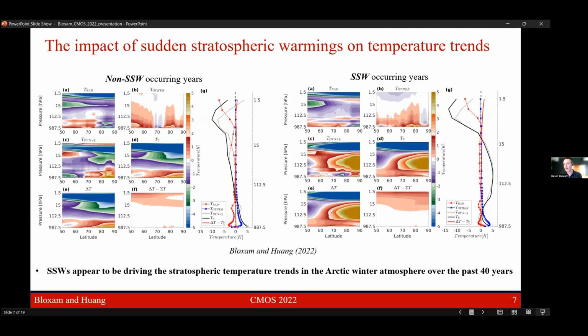That's why I would assume that when we look at these SSW occurring years, you see the temperature feature closer to the bottom of the stratosphere, because around 10 hectopascals and above, even though there may be a stronger temperature anomaly there when you have the SSWs, it cools quite quickly. And so I'm assuming that temperature anomaly won't really show up in the trends because it's removed too fast, whereas closer to the tropopause, that lingering temperature anomaly associated with the SSW has the chance to remain long enough that it shows up in the trends.